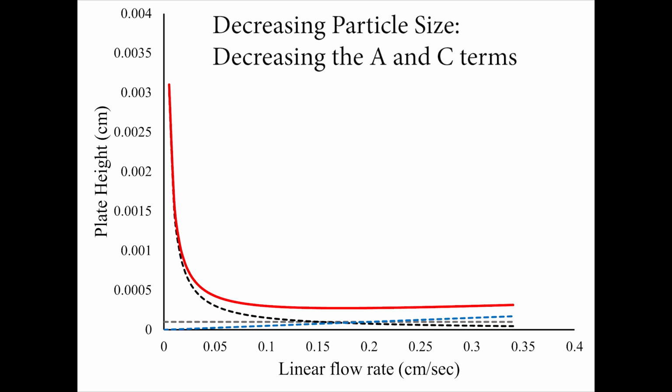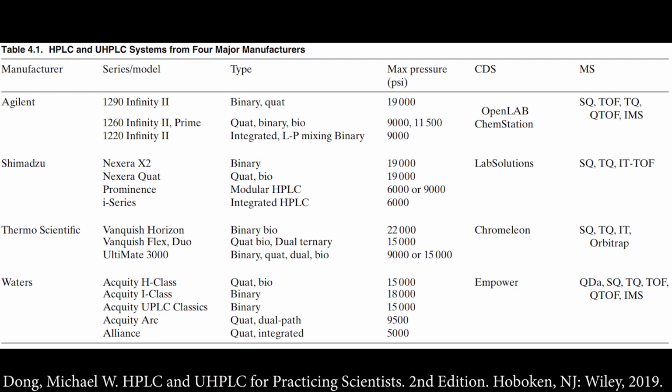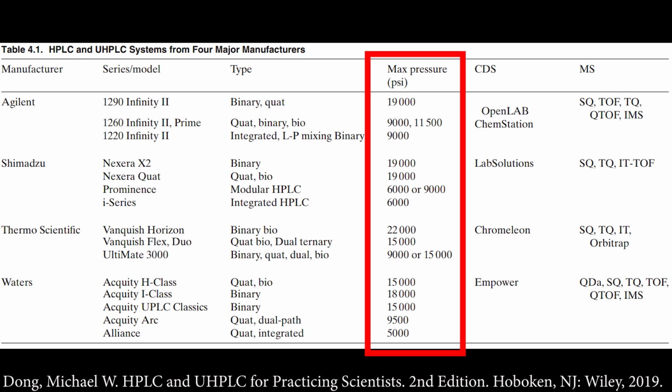But again, the trick is, the smaller the particle size, the more pressure your instrument has to put out. And then if you have small particles and you want to go fast, you have to put out even more pressure. So here are the most common commercially available liquid chromatography systems. You can see there are some different criteria that differentiates them, but probably the biggest thing is the maximum pressure that they are capable of pushing. So basically, you're going to pay more for more pressure. If you want to use smaller particles and you want to go faster, you're going to get better chromatography faster, but you're going to have to pay for it.